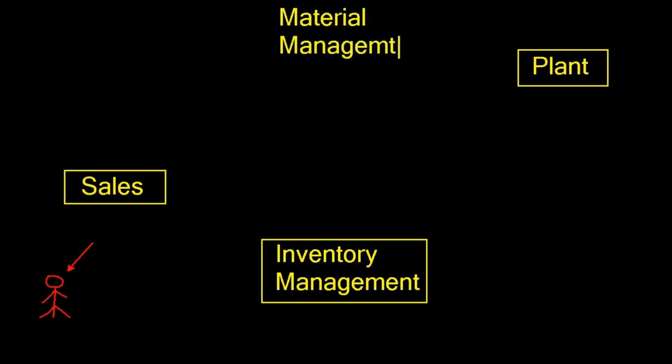Raw material department. What they are saying is, we don't have funds to purchase the raw material. That's why we are not purchasing the raw material, because they don't have sufficient funds. So the inventory department approaches the finance department.